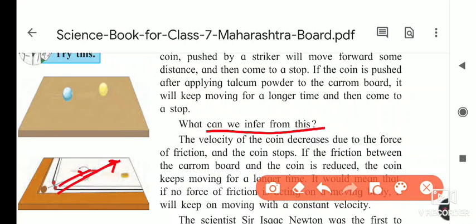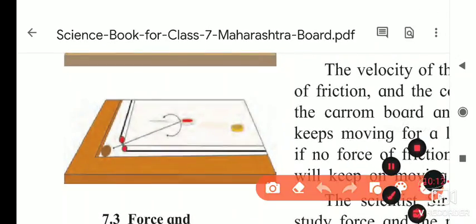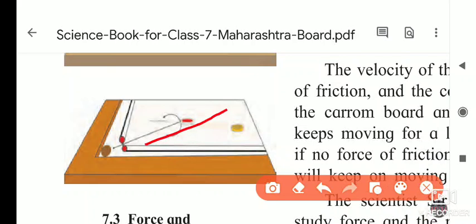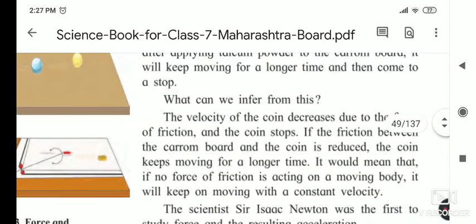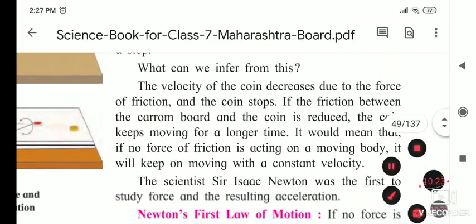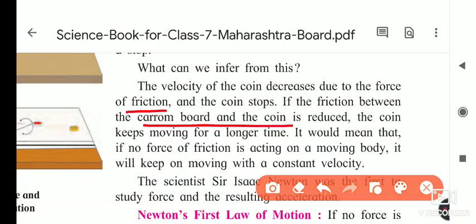The velocity of the coin decreases due to the force of friction. What happens when we strike it? The coin moves forward, but after some time it becomes slow and it stops. The reason behind this is friction. And what happens if the friction between the carom board and the coin is reduced?